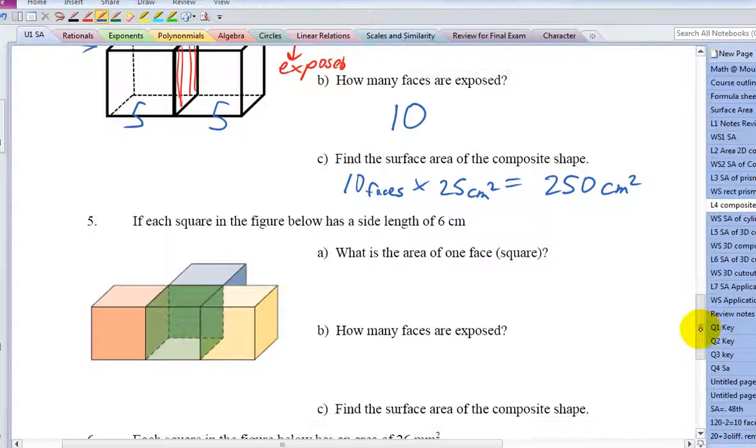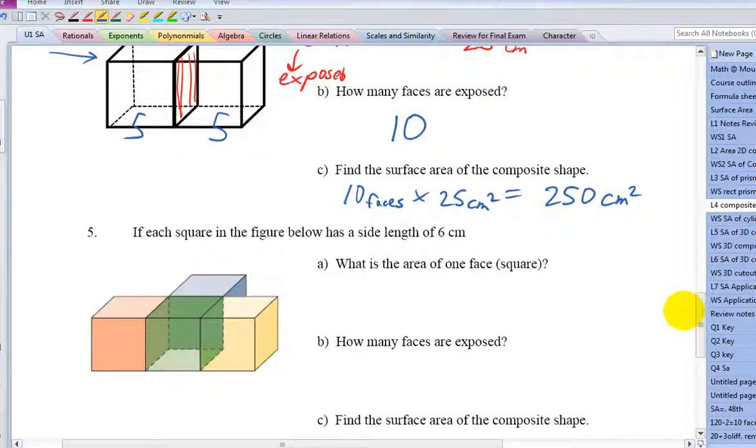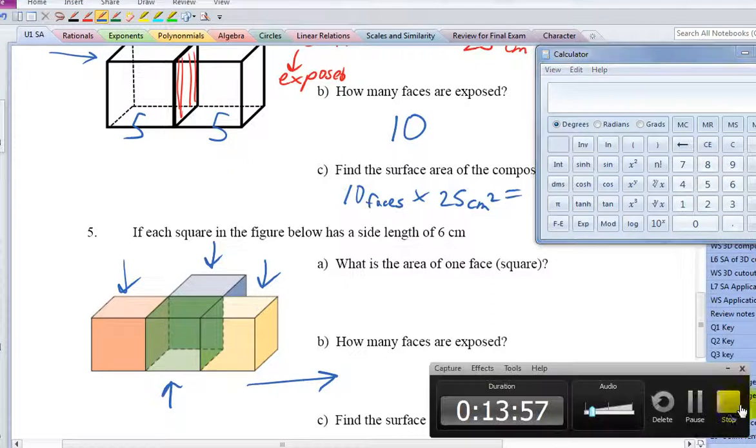All right. Okay, go ahead, find A and B. When you're doing B, I'm going to specifically ask you how many faces on each cube. So do each cube separate and then total it up for B. Okay? Go for it.